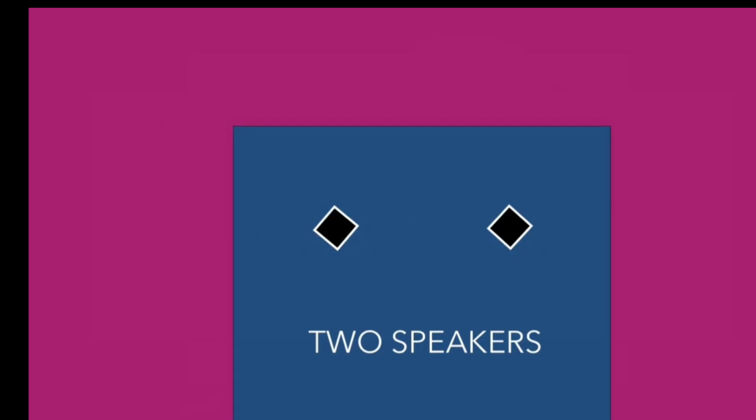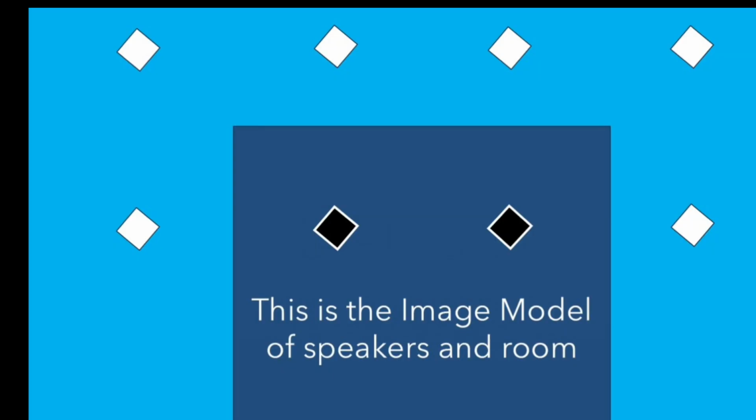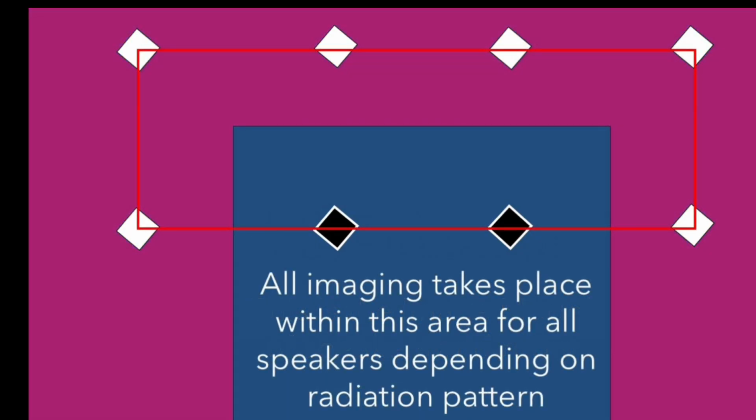This is the room. These are your two stereo speakers. This is a drawing of the reflections of those two stereo speakers, drawn as additional images on the other side of the nearby walls, like mirror images, only with sound. This is the image model of speakers and room. All imaging takes place within this area for all speakers, depending on radiation pattern.